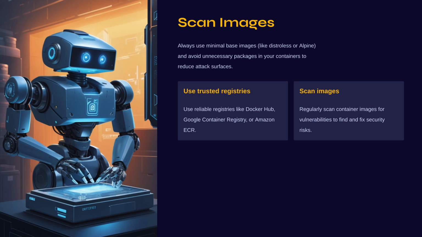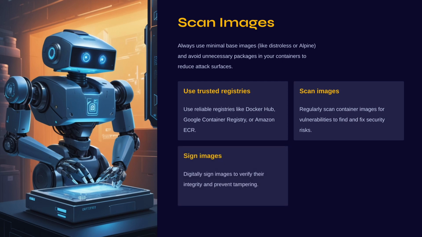For example, imagine you've built an app and included an old version of a library that has known vulnerabilities. Scanning will catch that and give you the chance to fix it before deploying. Third, sign your images. This means adding a digital signature to confirm that the image hasn't been tampered with.